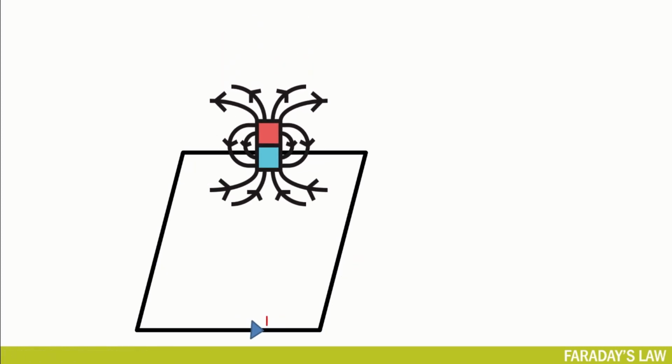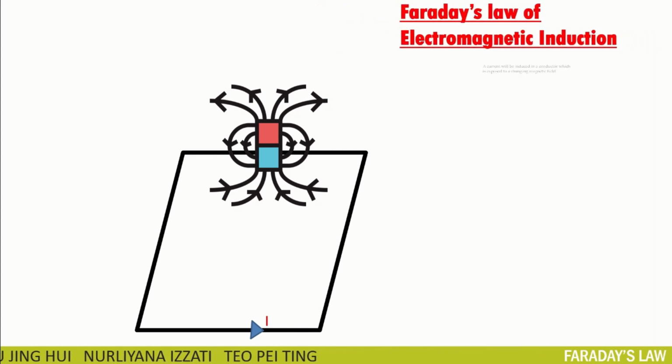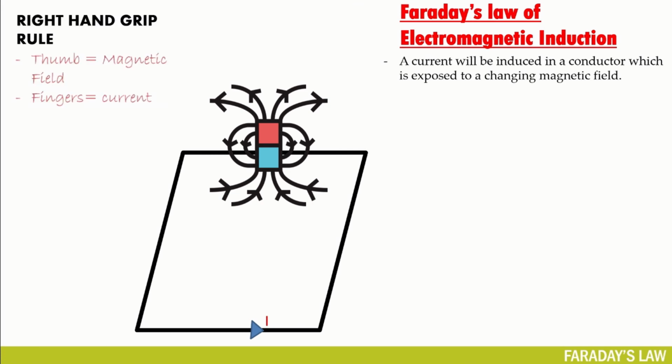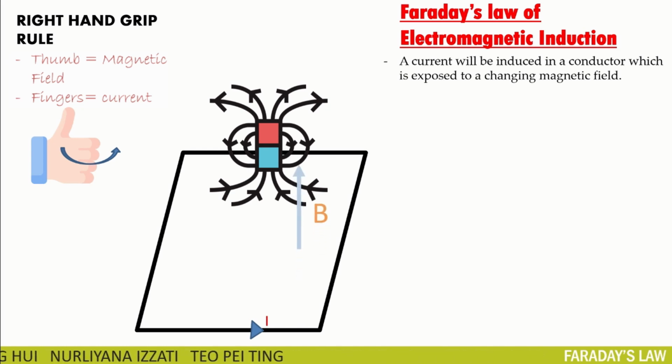We can notice that at the moment when we're moving down the magnet, a current will be flowing through the conductor. This phenomenon can be explained by Faraday's law of electromagnetic induction, which states that a current will be induced in a conductor which is exposed to a changing magnetic field. By using the right-hand grip rule, where the thumb represents the magnetic field and the fingers represent the direction of current, you can notice that there will be a magnetic field produced in the outward direction. It is in the opposite direction to the initial magnetic field as we move down the magnet.